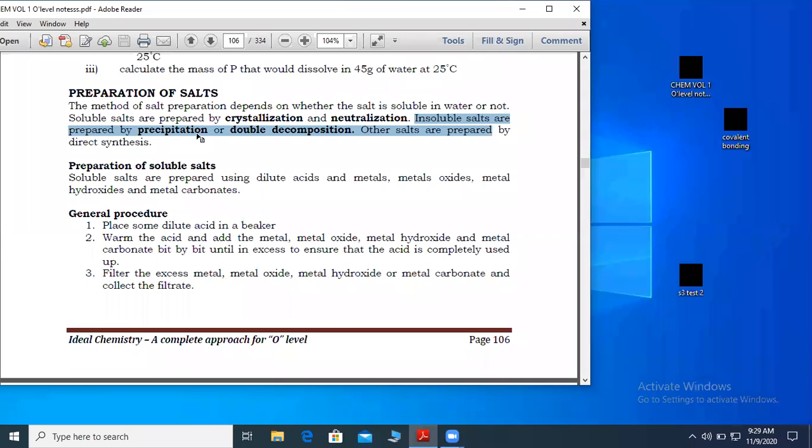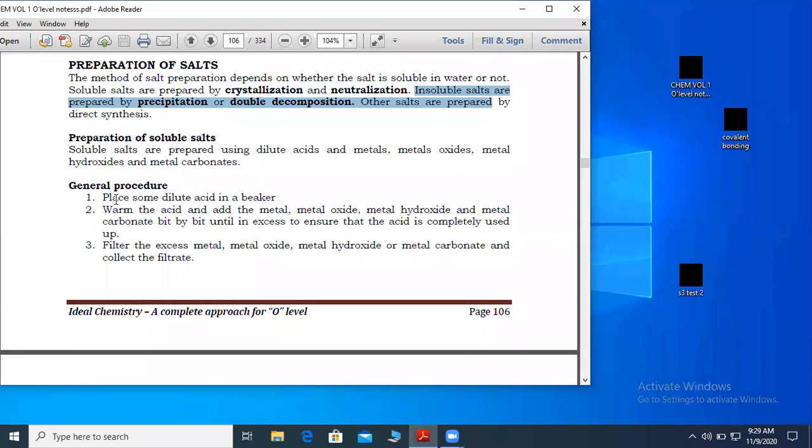So double decomposition is just another name for precipitation. It's like saying Baidi Kevin. If I say Baidi, it is still one person. Kevin, still one person. Get that? So precipitation and double decomposition mean exactly the same thing. So I will only remind you about the general methods for preparation of soluble salts. These are the general methods and they don't change.